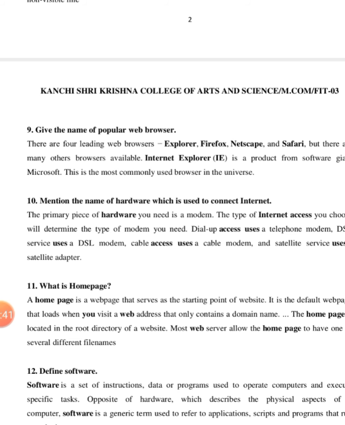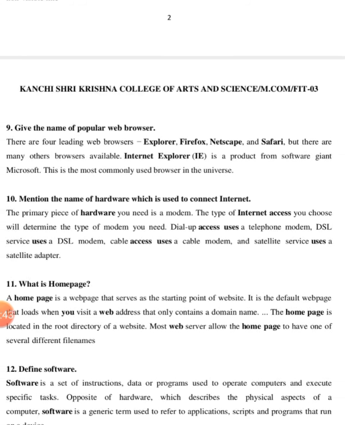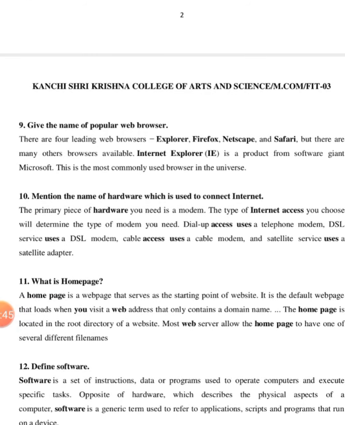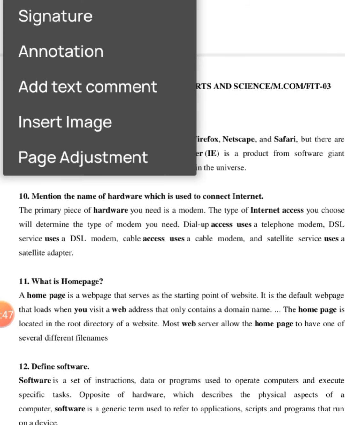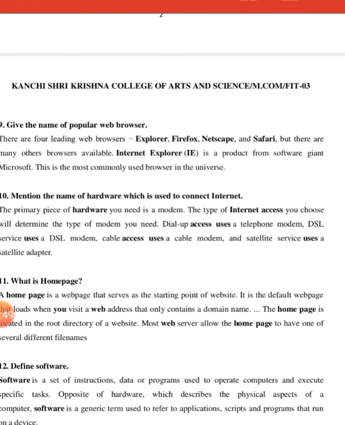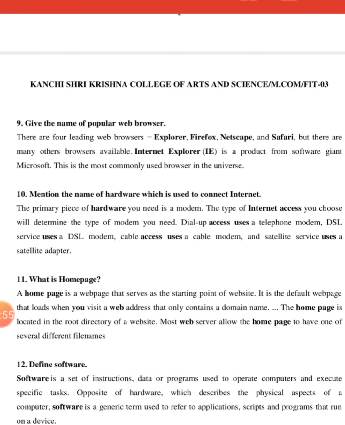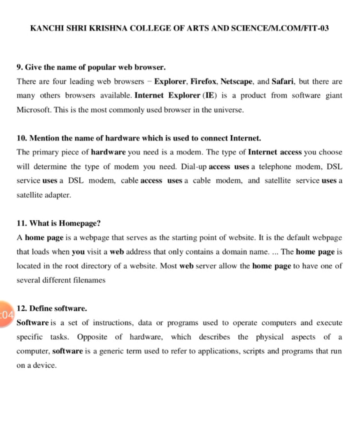Tenth one is mention the name of the hardware which is used to connect to the internet. The primary piece of hardware you need is a modem. The type of internet access you choose will determine the type of modem. Dial-up access uses a telephone modem. DSL services use a DSL modem. Cable access uses a cable modem, and satellite services use a satellite adapter.